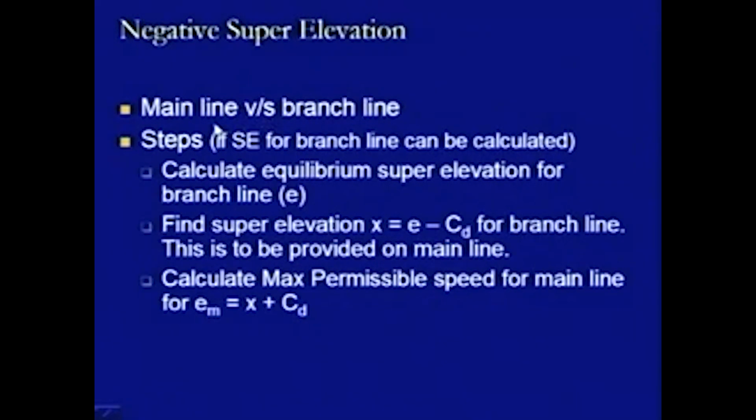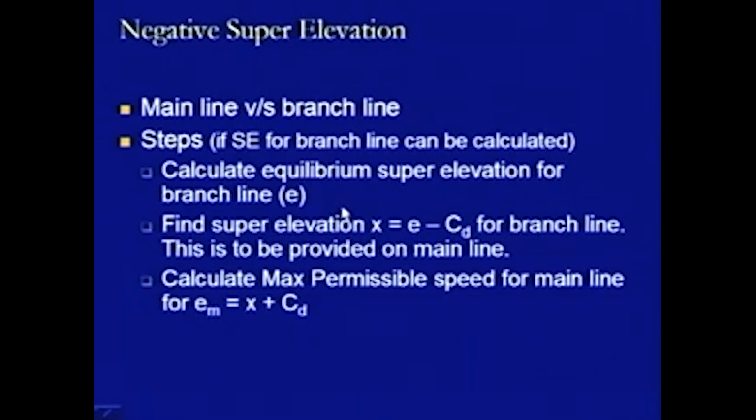In the case of a main line and a branch line condition, there are two ways which may happen. The first condition is that the super elevation for the branch line can be calculated. In this case, first of all, we will calculate the equilibrium super elevation for the branch line, that is E, by using the formula GV square divided by 127 R. The degree of the curve for the main line as well as for the branch track will be given to us, and using that degree we can compute the radius of both the tracks.